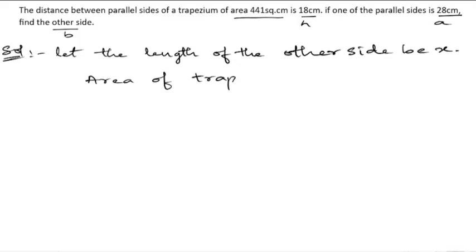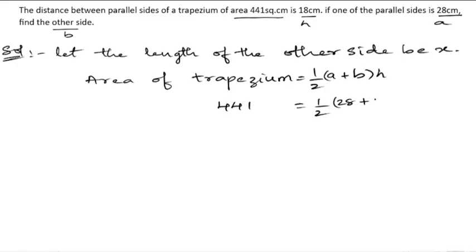trapezium, area of trapezium is equal to half into sum of parallel sides, that is a plus b, into perpendicular distance, that is h. So area is given, that is 441 square centimeter, half of a plus b. A is 28 centimeter plus b. So b we don't know, we will take it as x. h is 18. So we can cancel this, 2 ones are, 2 nines are. So 28 plus x into 9 is equal to 441.